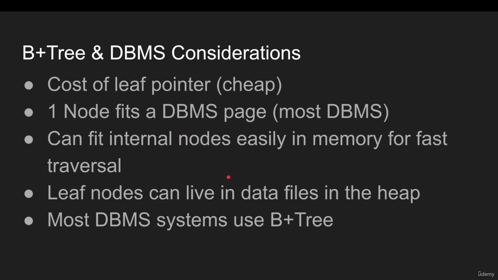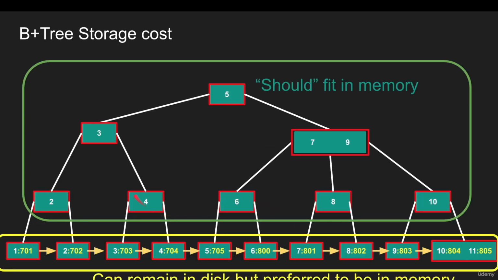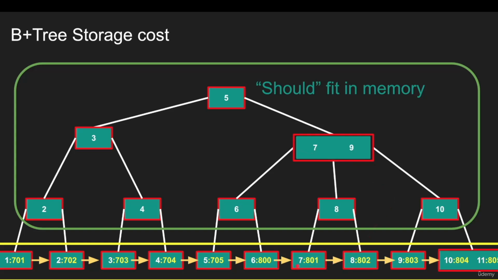Usually the internal nodes are not as busy as the leaf nodes in a B+tree. Leaf nodes can live in the data files in the heap. That's absolutely fine. Obviously you can try to put them in memory, but if the value that it points to is expensive, then sometimes it's not possible. Most DBMSs use B+trees. So here's an example of the storage cost here.